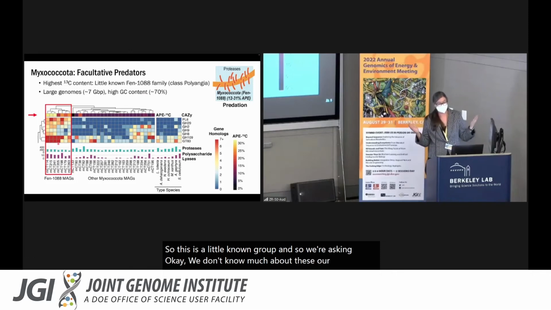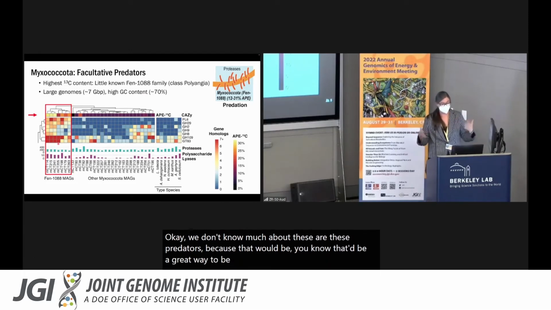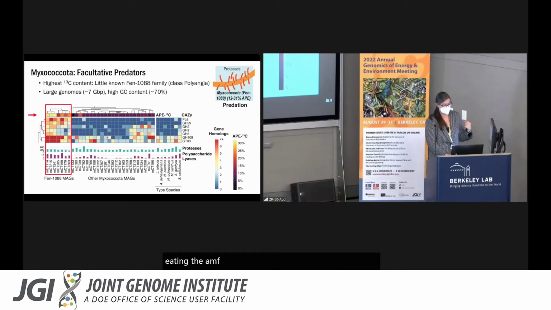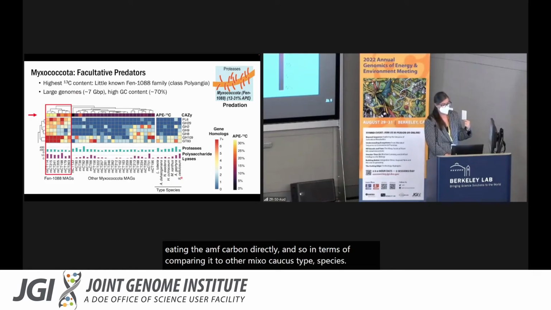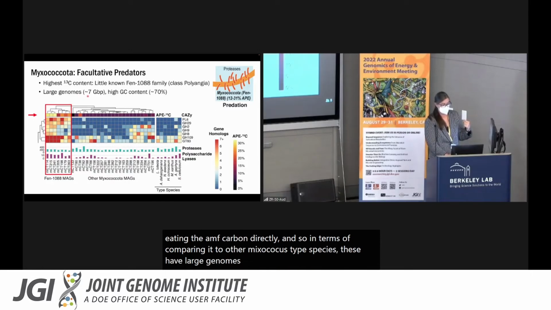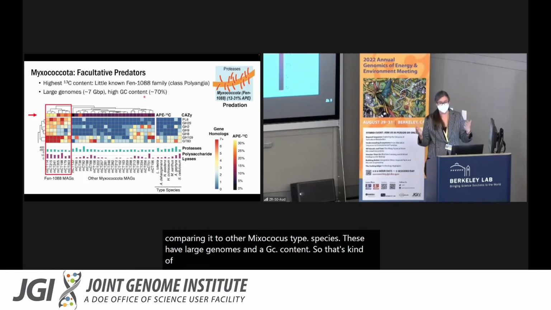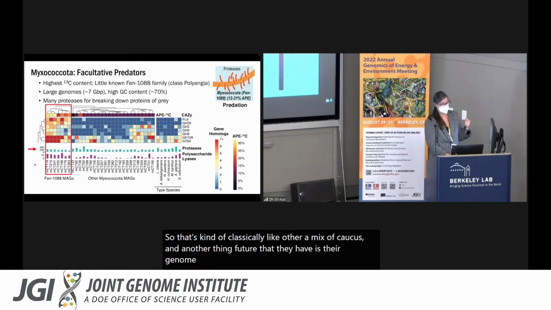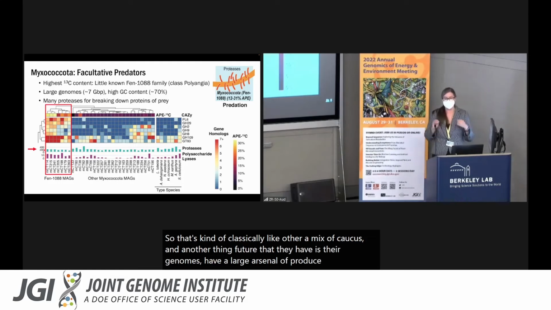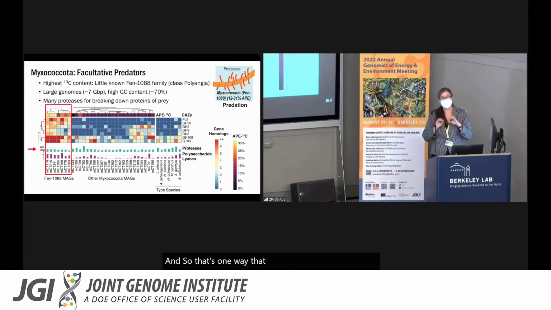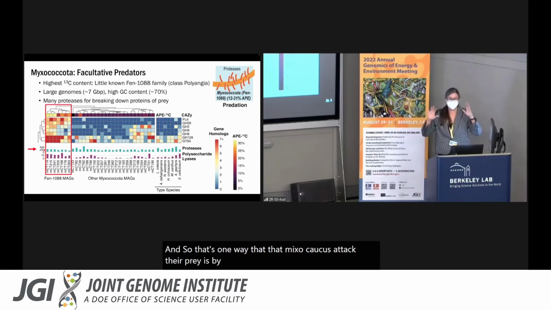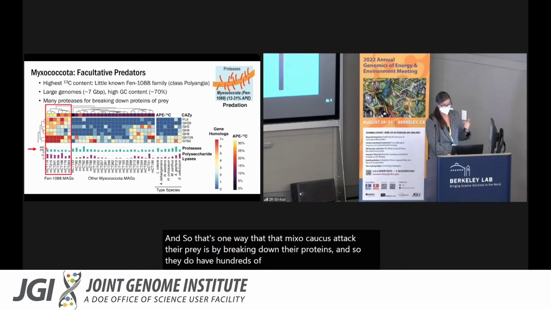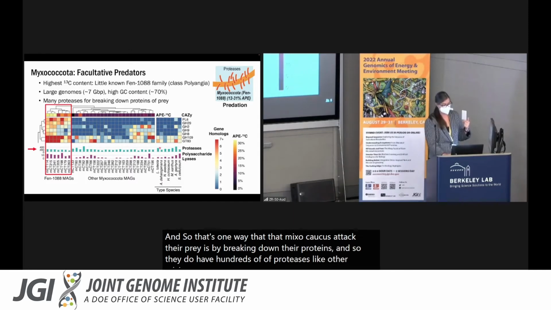So we were asking, okay, we don't know much about these. Are these predators? Because that would be a great way to become enriched, if you're eating the AMF carbon directly. In terms of comparing it to other Myxococcus type species, these have large genomes and a high GC content. So that's kind of classically like other Myxococcus. Another feature is that their genomes have a large arsenal of proteases. That's one way that Myxococcus attack their prey, by breaking down their proteins. And so they do have hundreds of proteases like other Myxococcus type species.